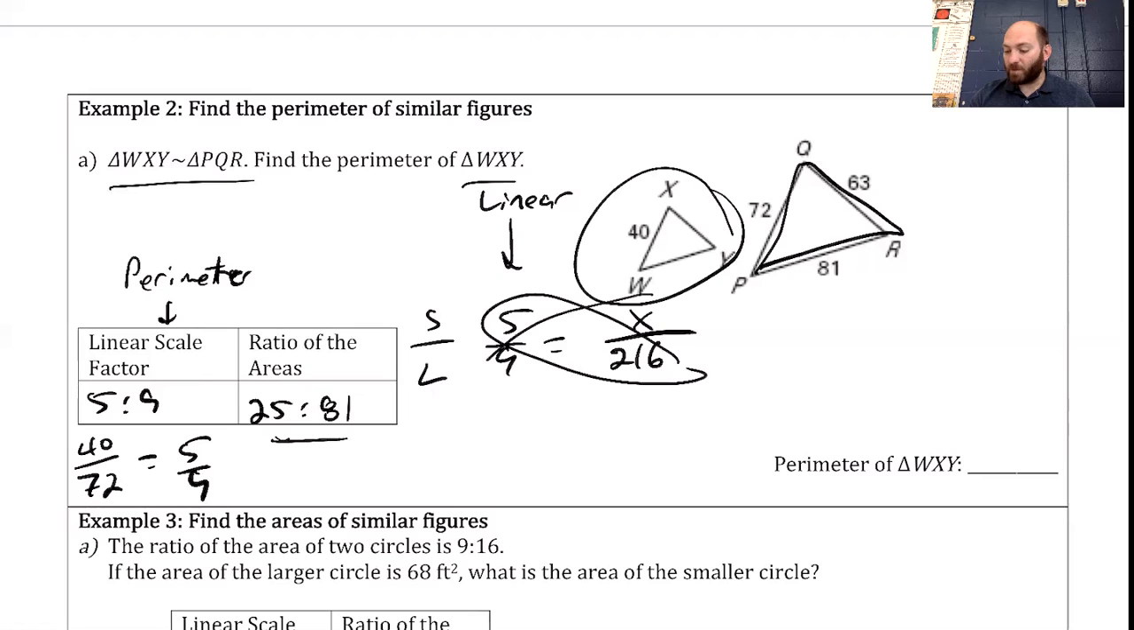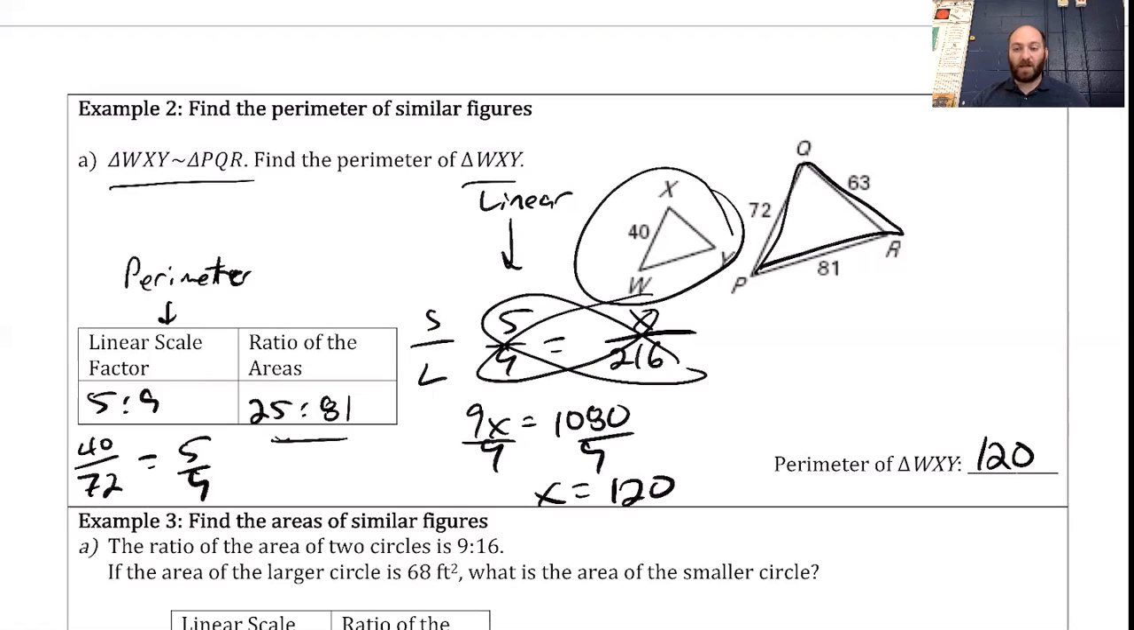Now we can cross multiply. 9x is equal to 5 times 216, which is 1080. Now we can divide by 9, so then I can get 120. That is my perimeter of the smaller triangle. It is 120. Again, the steps were: identify the linear scale factor, step 1. Use that linear scale factor as my perimeter scale factor to set up this other ratio as my step 2. Step 3, solve that proportion.